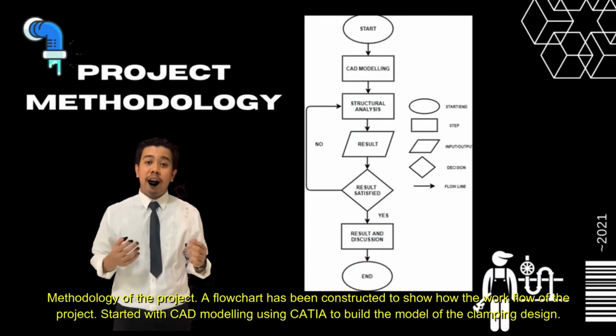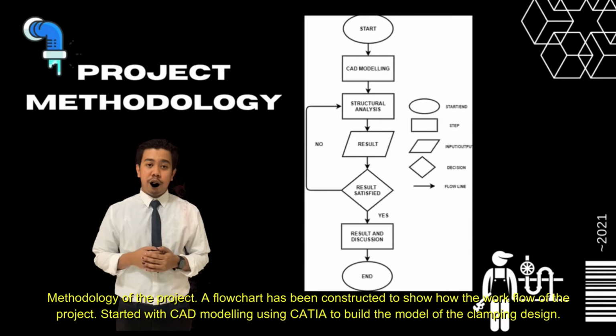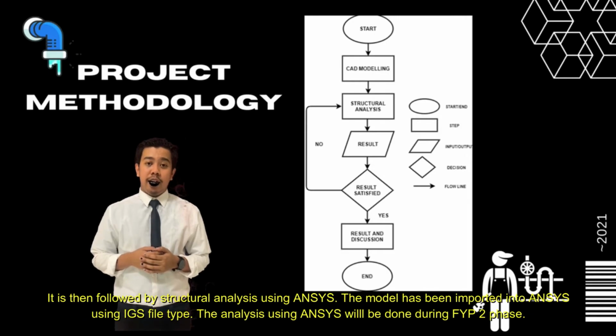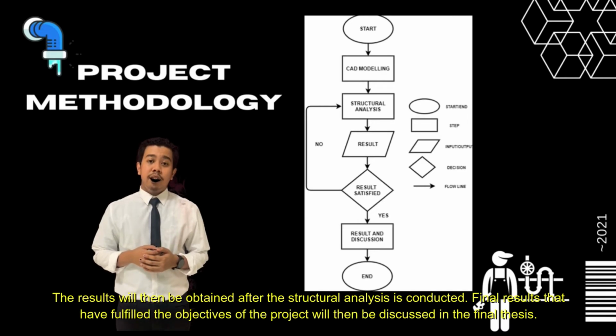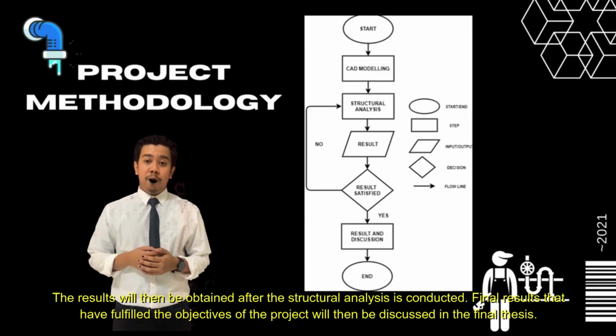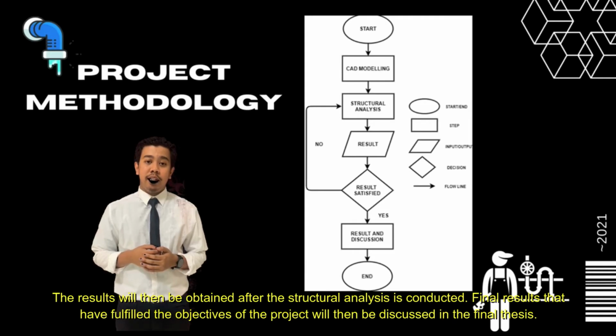Methodology of the project. The flowchart has been constructed to show the workflow of the project. Started with CAD modeling using CATIA to build the model of the clamping design. It is then followed by structural analysis using ANSYS. The model has been imported into ANSYS using IGES file type. The analysis using ANSYS will be done during FYP2 phase. The result will then be obtained after the structural analysis is conducted. Final result that has fulfilled the objective of the project will be discussed in the final thesis.